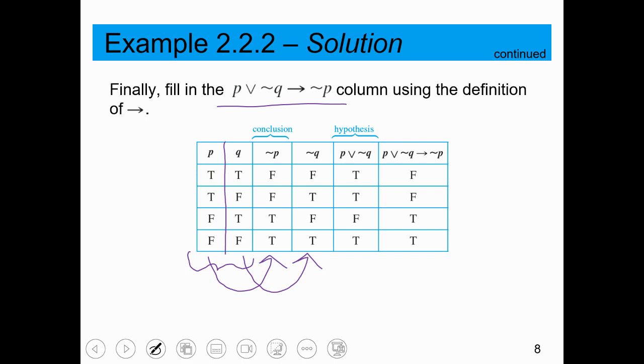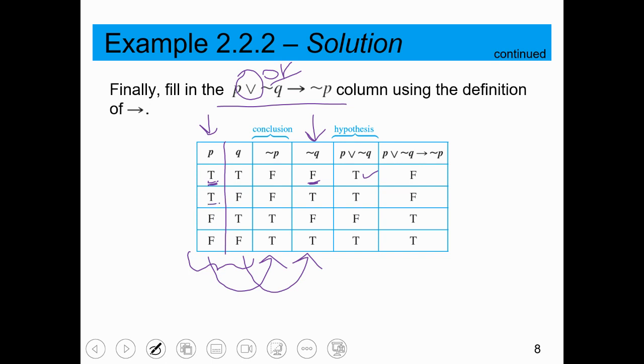For the next column, we have P or not Q. So we are looking at the first column and this column here, the not Q column. So this is, remember that the upside down V stands for or. So in order for this to be true, we just need either P is true or not Q is true. So we'll be looking here. P is true in the first row. Q is false. So we only need one of them to be true.